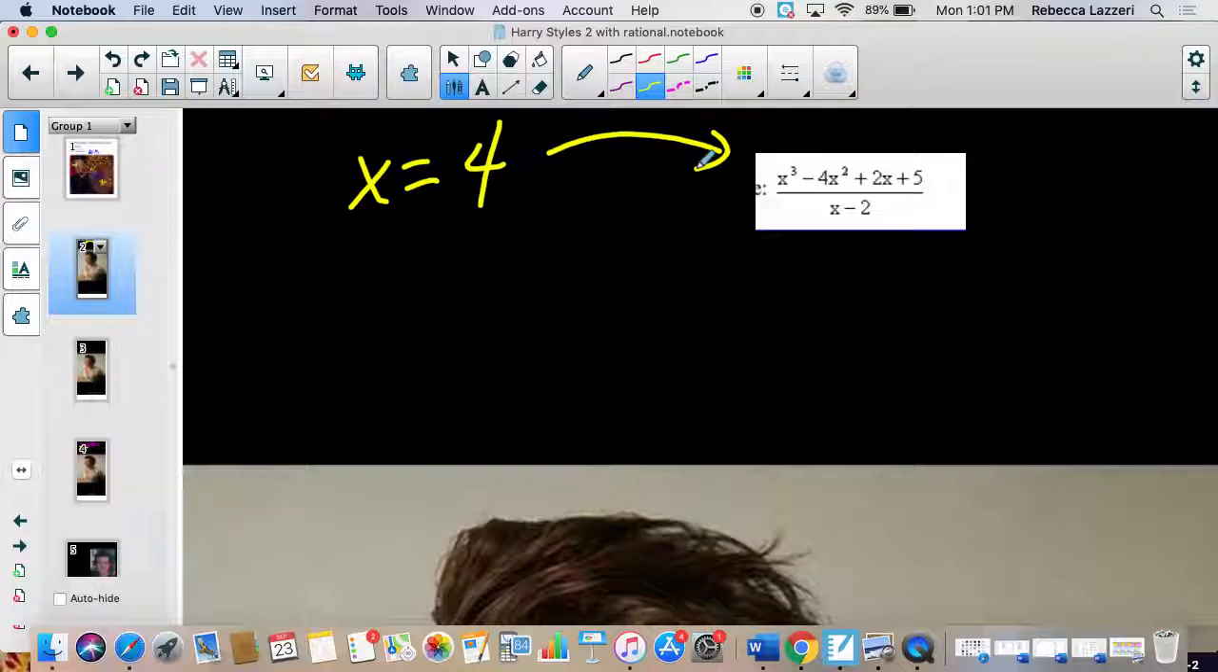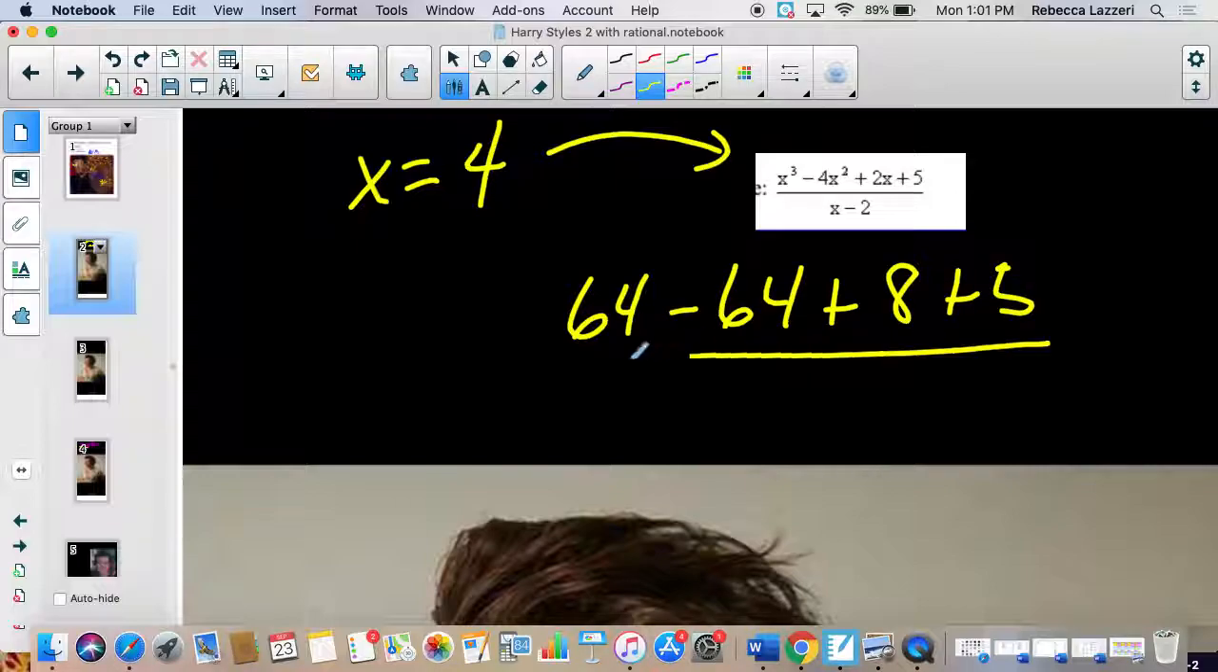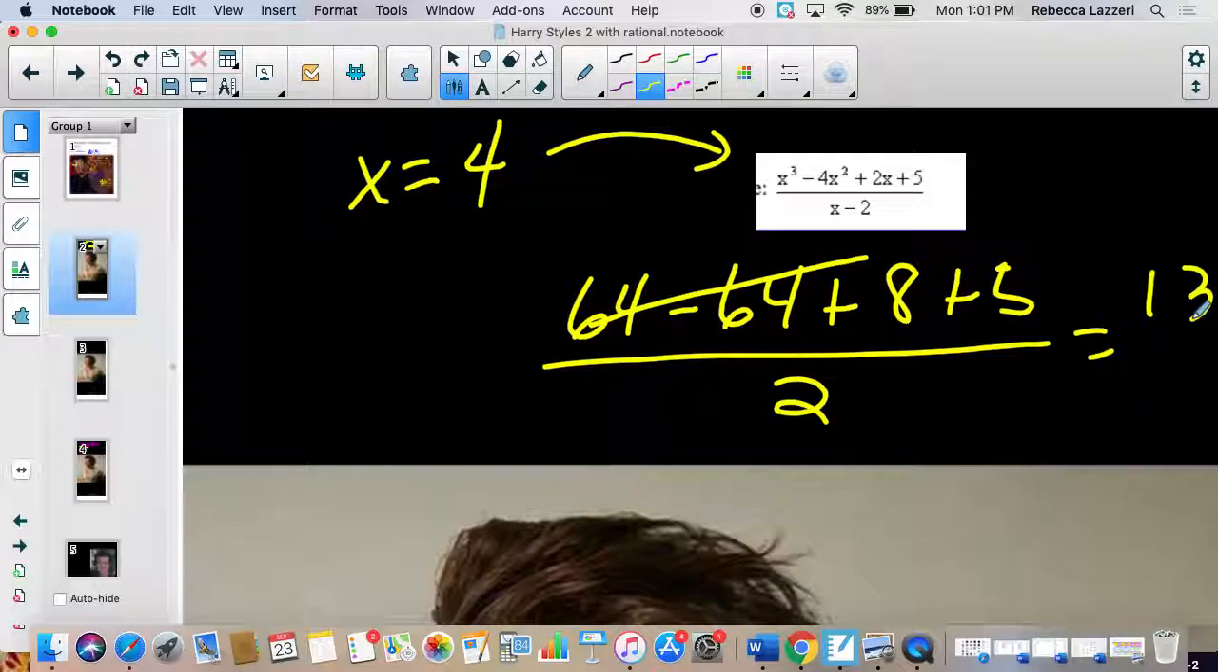We all hate the word proof, probably like we hate the word fraction. But anyway, 4 cubed is 64 minus, this would be 4 times 4 times 4, and so that's also 64. Plus 2 times 4 is 8 plus 5, divided by 2. So this cancels out, and I don't know what x is, but suppose it's 4, then the answer is 13 over 2.